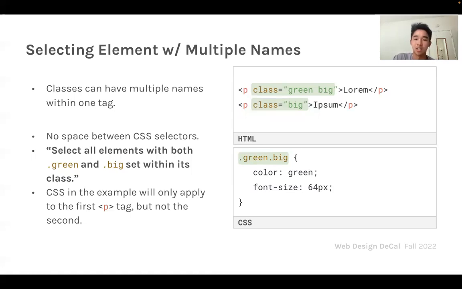And then the CSS will only apply to this first p tag because it has green and big, but the second one only has big, so it won't apply. You can also do dot big dot green and it'll be the same thing. But yeah, this is how you add multiple classes to one HTML element, and this is how you select it in CSS.